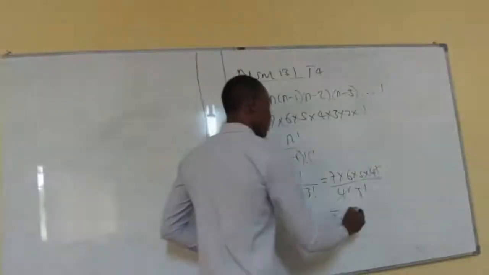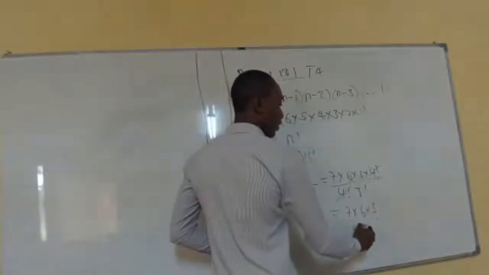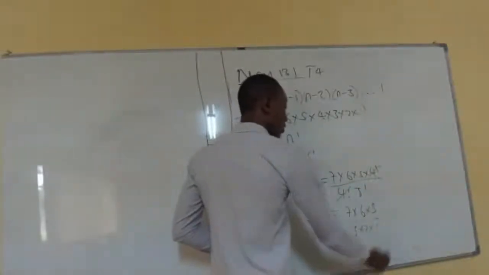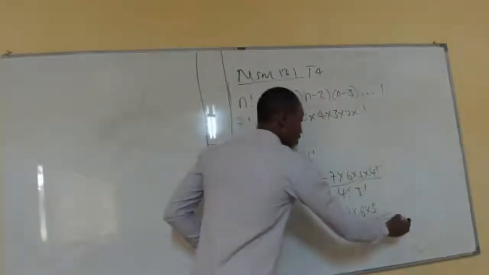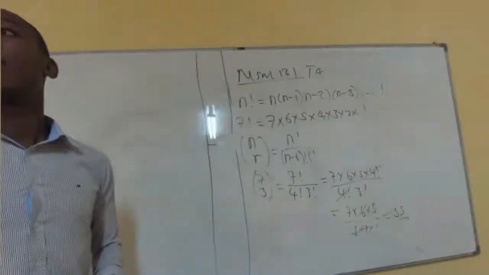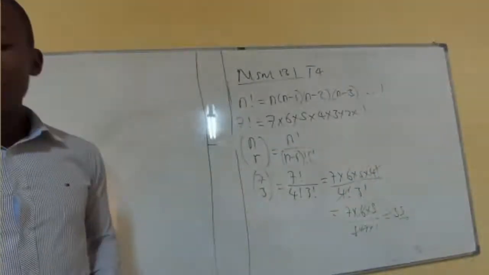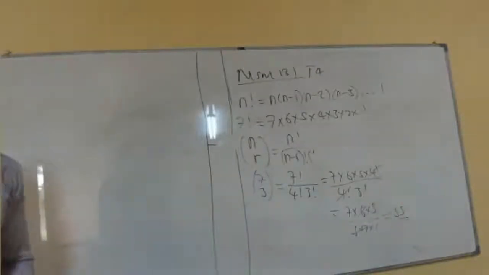We now have 7 times 6 times 5 over 3 factorial, which is 3 times 2 times 1. 3 times 2 is 6, and that will cancel with the 6. So this is basically 7 times 5, which is 35. So that's how we deal with the factorial.